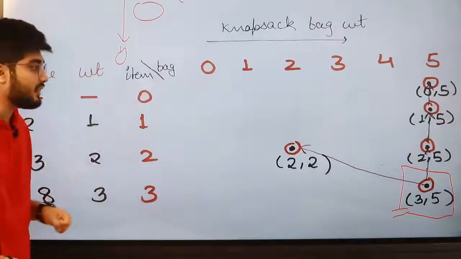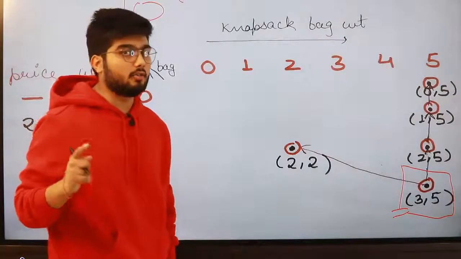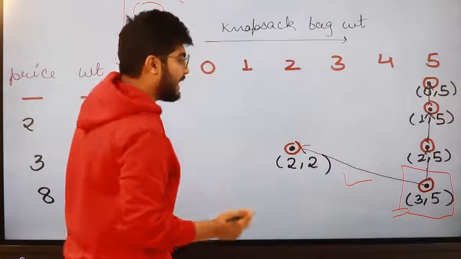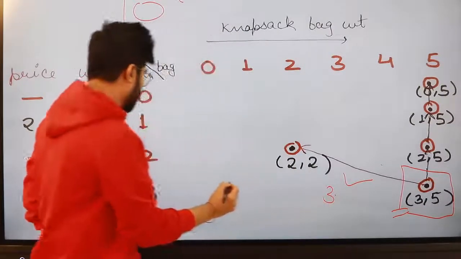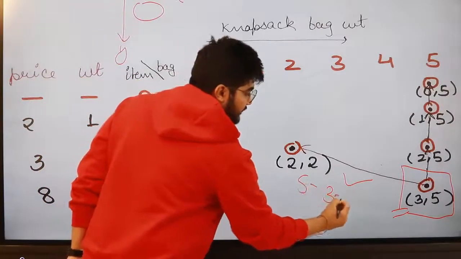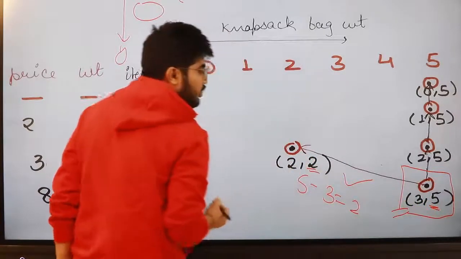The knapsack bag capacity is 5. So 3 is definitely less than 5, so we have an option: we may include it or we may not include it. Now if we include that item in the bag, then the capacity of the bag is reduced by how many kgs? 3 kgs. So 5 minus 3 gives you 2 kg. So from 5 kg we are going towards 2 kg.